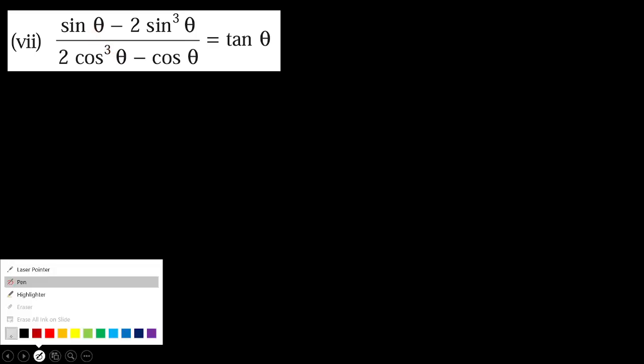So we have to show that question: (sin theta minus 2 sin cube theta) divided by (2 cos cube theta minus cos theta) equals tan theta. We have to prove it. Let me begin with the LHS. Remember, for simplification, in every question, if you see the same term, you can take the common term outside.